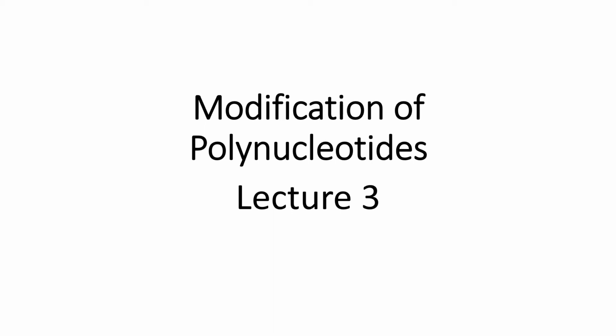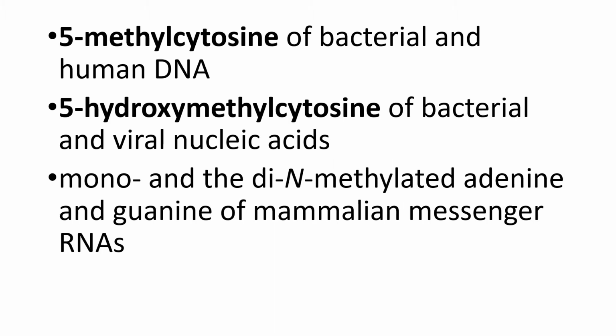Bismillahirrahmanirrahim. Lecture number 3 is the modification of polynucleotides. Means different modified nucleotides that are present in the DNA and also in the RNA, and how these modifications are helpful for the different functioning of the DNA and also of different types of RNA. For example, the modified nucleotide, that is the 5-methyl cytosine.